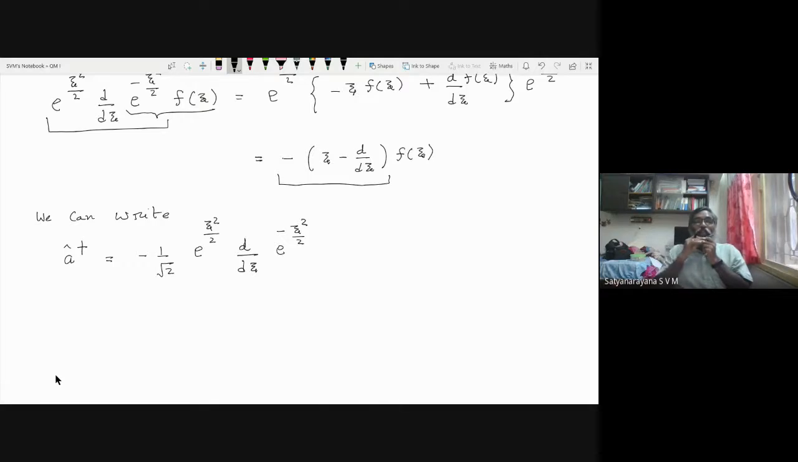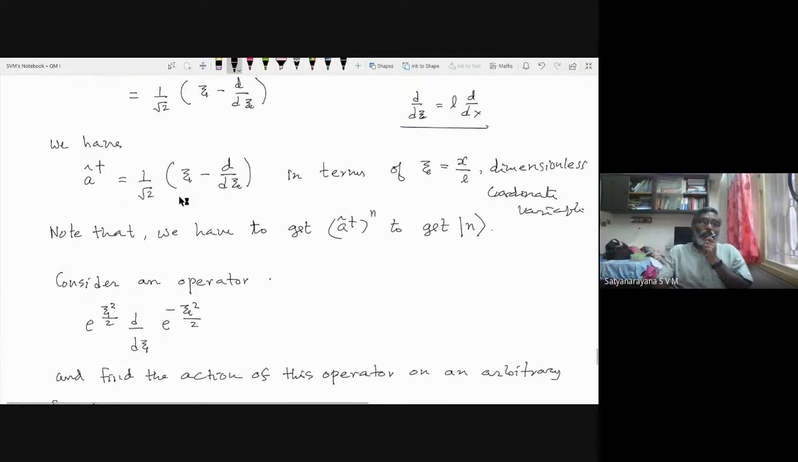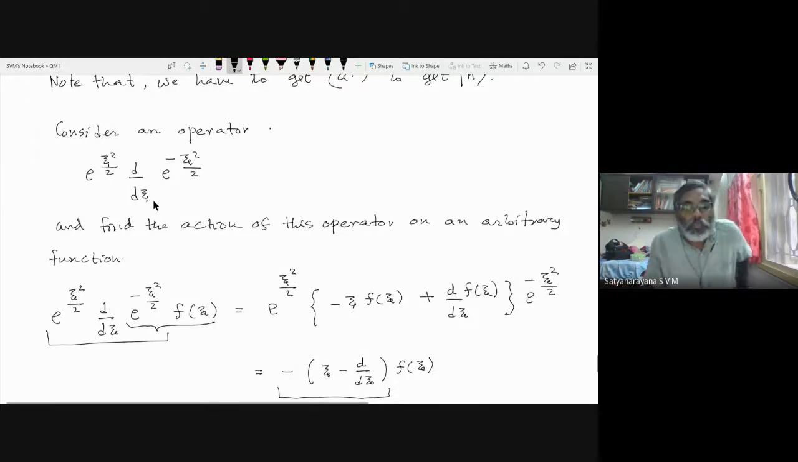So I am actually replacing this xi minus d by d xi with minus of that one, and 1 by root 2 is already there in this expression, so I am retaining this 1 by root 2. This particular factor is now replaced by minus of that quantity. Hope it is clear.